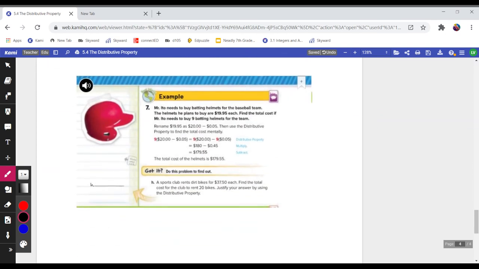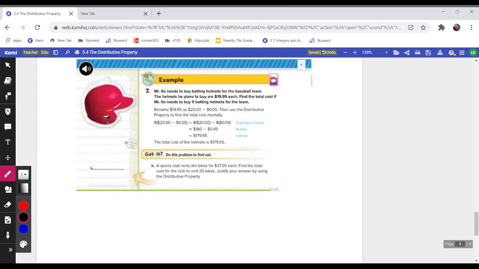Let's move on to example 7. Mr. Ito needs to buy batting helmets for the baseball team. The helmets he plans to buy are $19.95 each. Find the total cost if Mr. Ito needs to buy 9 batting helmets for the team. Okay, well, there are multiple ways that you could do this. If you're thinking 9 times 19.95, you could absolutely do it that way.